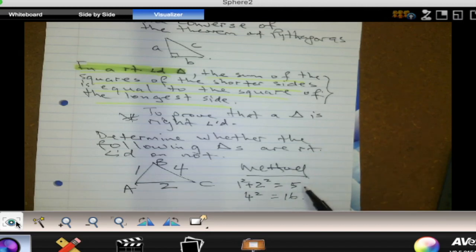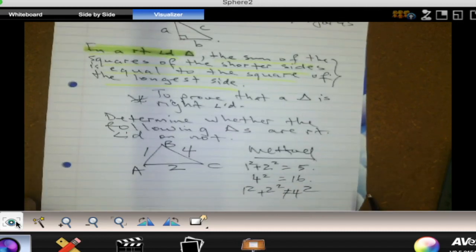Then you compare. Is the sum of the squares of the shorter sides equal to the square of the longest side? Nope. 1 squared plus 2 squared is not equal to 4 squared, right? So what is our conclusion? Therefore, triangle ABC is not a right-angled triangle.